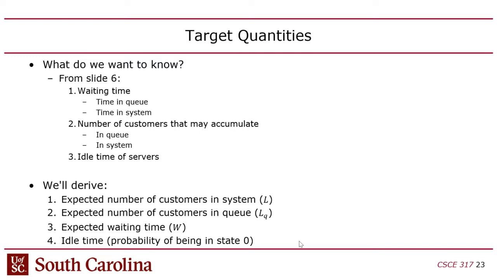Likewise, state 1 would be the amount of time that you have one customer in the system. Obviously, if you have one customer, he's getting service, which implies that the queue is empty. So you can infer things like that based on the probability of the individual states.